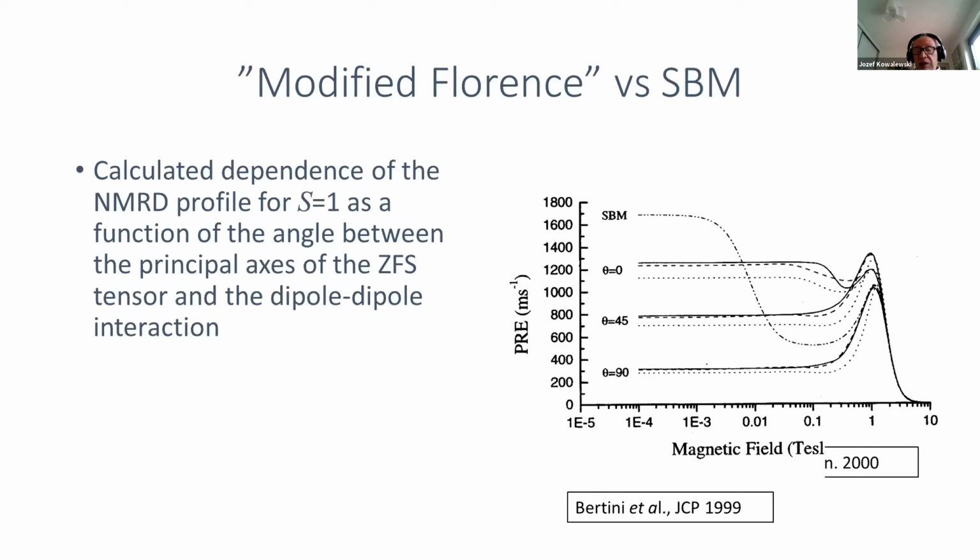So we can then do the calculations just to see what happens, assuming an angle to compare the Solomon-Bloembergen-Morgan, which is the top curve here, with what we get, assuming a certain angle between the dipole-dipole interaction, which is the main interaction between the electron spin and nuclear spin, and the zero field splitting interaction. Zero field splitting interaction is similar formally to the quadrupolar interaction, but it's an interaction of the electron spin itself.